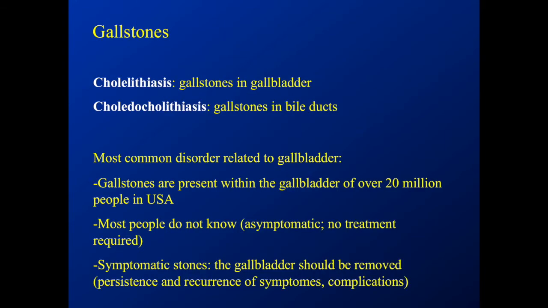So one of the problems that can occur with the biliary system is the production of gallstones. You have cholelithiasis, which is gallstones in the gallbladder, and then choledocholithiasis, which is gallstones in the bile ducts. And it's the most common disorder related to the gallbladder. Gallstones are present within the gallbladder of over 20 million people in the US. Most of them are asymptomatic, but symptomatic stones can occur, and the gallbladder should be removed with persistence and recurrence of symptoms, etc.